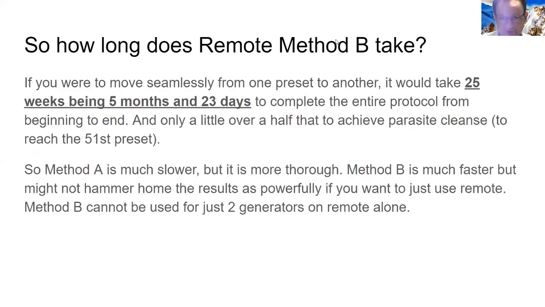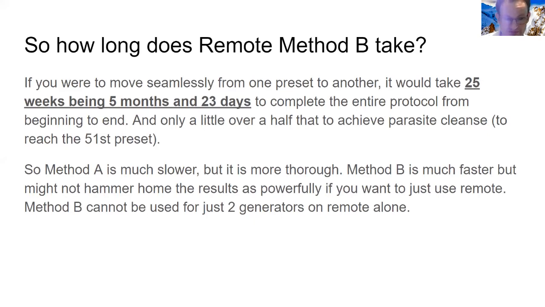How long would remote method B take? Again, if you were to go seamlessly, so we're not talking about stopping to have a quick cup of tea or make a lunch or whatever, just seamlessly going from one preset to another, that would be 25 weeks, being 5 months and 23 days to complete the entire protocol. That's the entire protocol, okay? And a little over half that to achieve the parasite cleanse to reach the 51st preset, roughly speaking.